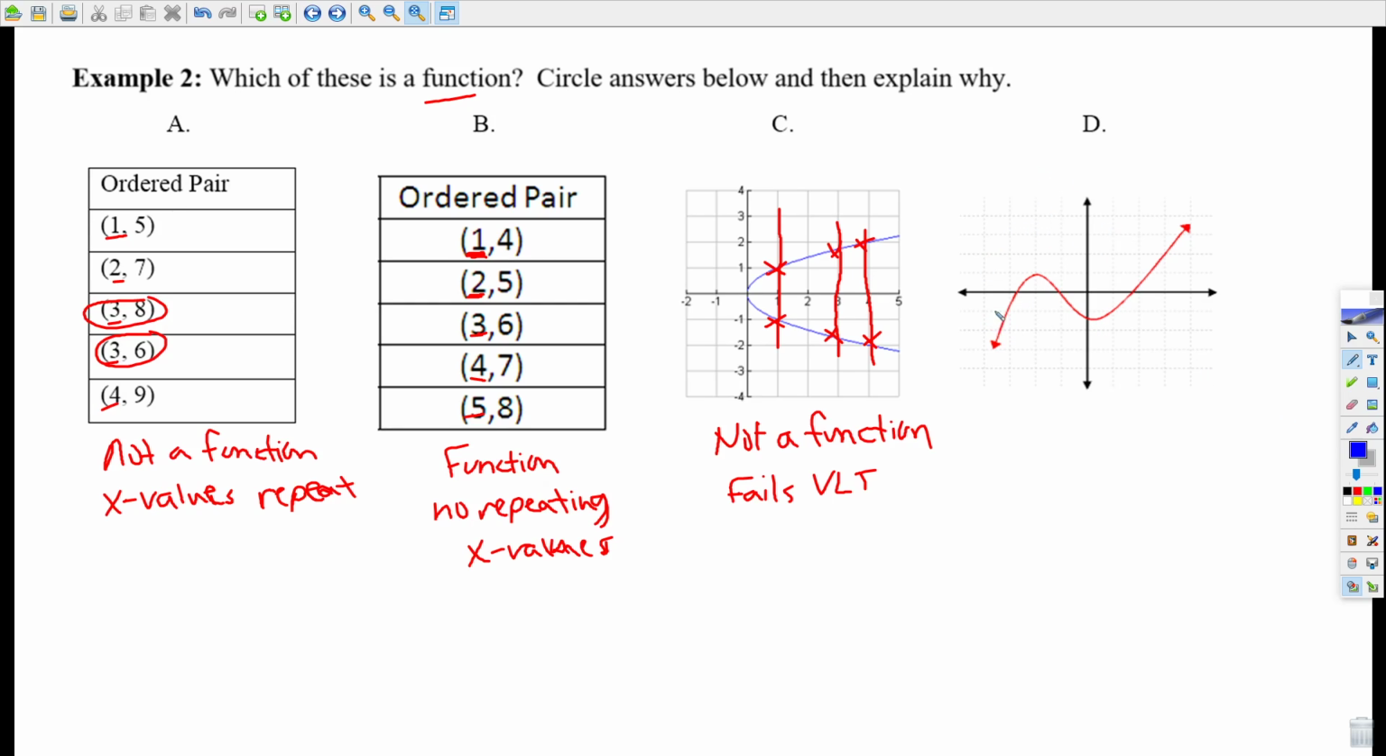Okay, the last one for our graph, if we draw vertical lines through, it happens that no matter where you draw a vertical line, you're never going to hit more than one time on the graph. So this is a function. It happens to pass the VLT, vertical line test. It only ever hits once.